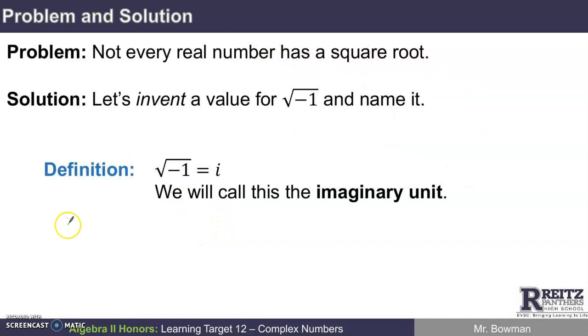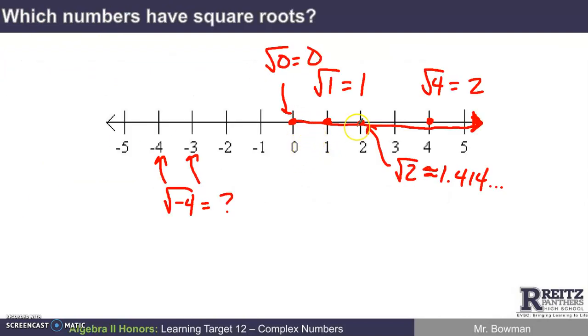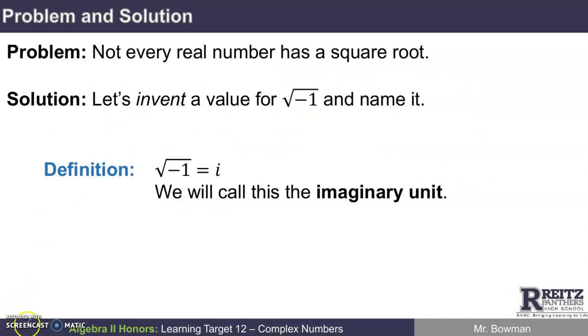So here is a problem and a solution. The problem is that not every real number has a square root. If I go back a page, only the positives and 0 have square roots. We can't find square roots for negative numbers. That's the problem.